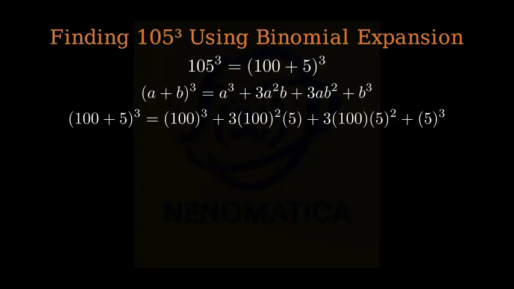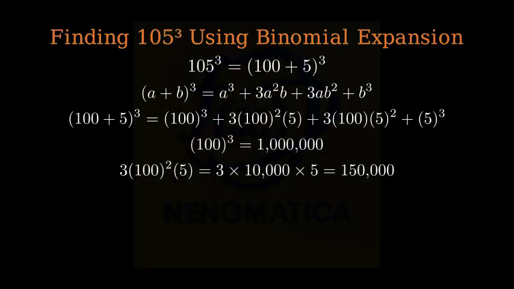Step 3. Let's calculate each term one by one. The first term is 100 cubed, which equals 1 million. The second term is 3 times 100 squared times 5. 100 squared is 10,000, and multiplying by 3 and 5 gives us 150,000.